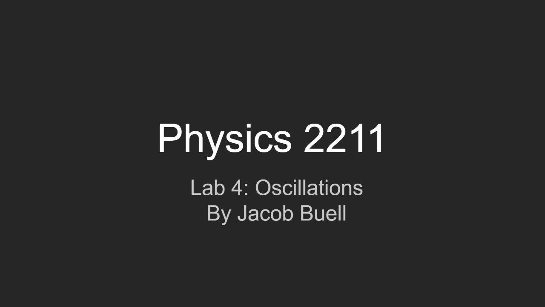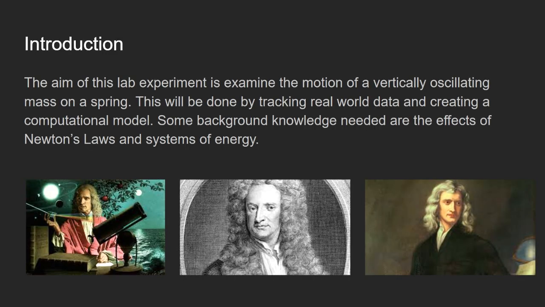This video is about Lab 4 oscillations for the class of Physics 2211. As an introduction to this lab experiment, the aim is to examine the motion of a vertically oscillating mass on a spring. This will be done by tracking real-world data from a video and creating a computational GlowScript model. Some background knowledge is needed, and these are the effects of Newton's laws and systems of energy.